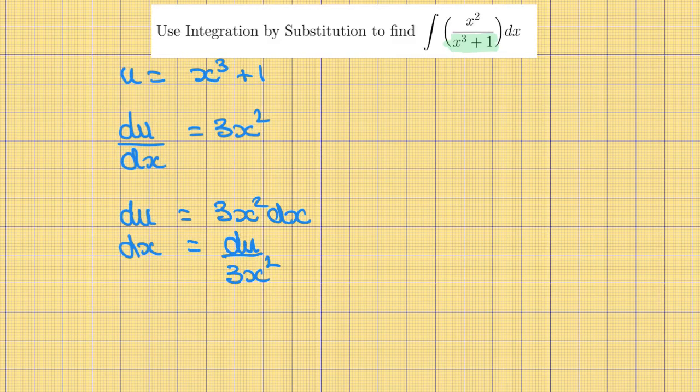So now let's substitute back in. So we want the integral. We know we're going to get a division. So x squared is still there.